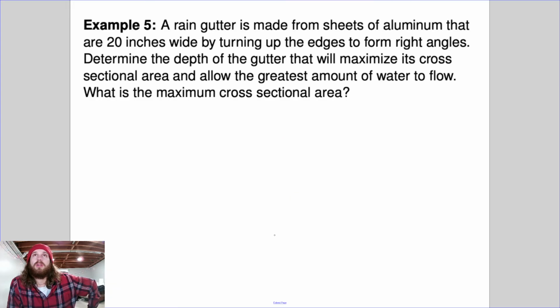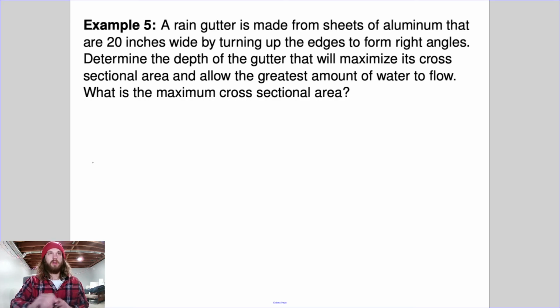This is a similar question. It's our last one. If you want to try this on your own, I would encourage it. It's not too bad. And so what it's saying is rain gutters are made from long sheets of aluminum. They're bent up. You can go to places in town and have them made. The aluminum that we're turning is 20 inches wide, and you're turning them up at right angles to form your gutters.